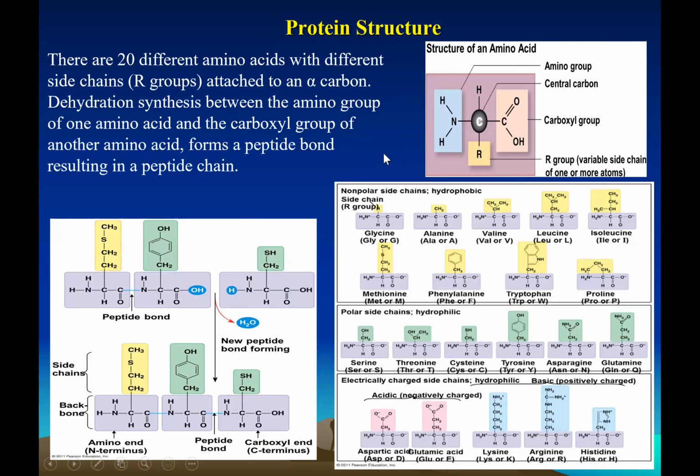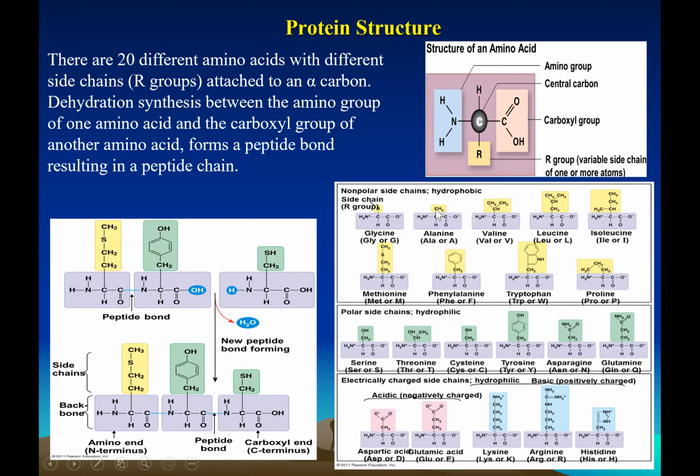Protein structure: proteins are made up of monomers called amino acids. There are 20 different types of amino acids. If you study the basic structure of an amino acid, it has a central carbon that is attached to a hydrogen, a carboxyl group, an amino group, and a side group or R group. There are 20 different types of R groups, and here the R groups are shown in yellow.